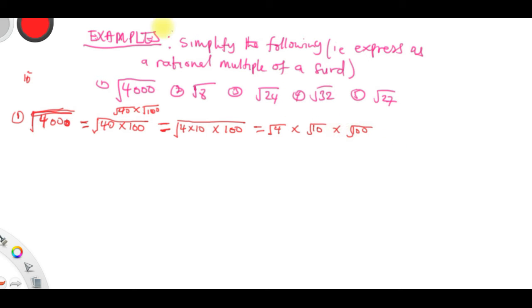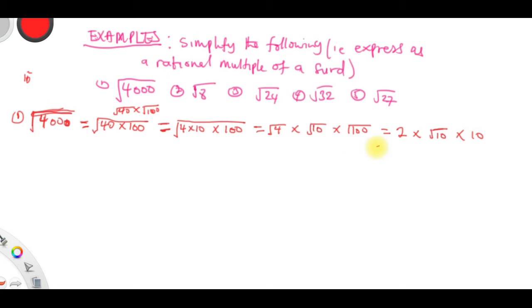In fact, sets are very interesting. It's not difficult at all. So what is the square root of 4? The square root of 4 is 2, because 4 is a perfect square, 2 squared. Then the square root of 10 is already reduced, because 10 has no factor which is a perfect square. Then the square root of 100 is 10. So this is what we get.